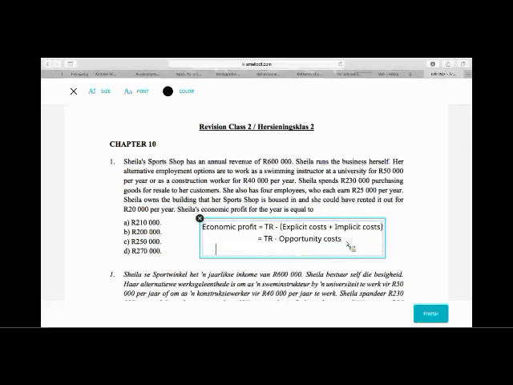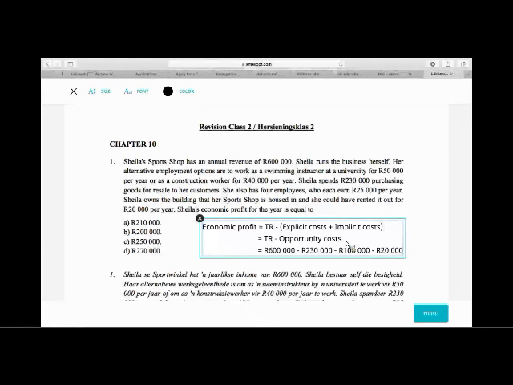So in this example, the total revenue is given to us. We don't have to calculate it. So it's 600,000. Her explicit costs include the 230,000 Rand that she spends on stock, as well as the 100,000 Rand that she spends on employees' wages. So those are her explicit costs. Her implicit costs are the rent that she has given up because she could have rented out the building that she is utilizing for 20,000 Rand per year. And it is the 50,000 Rand that she gave up as working as a swimming instructor at university.